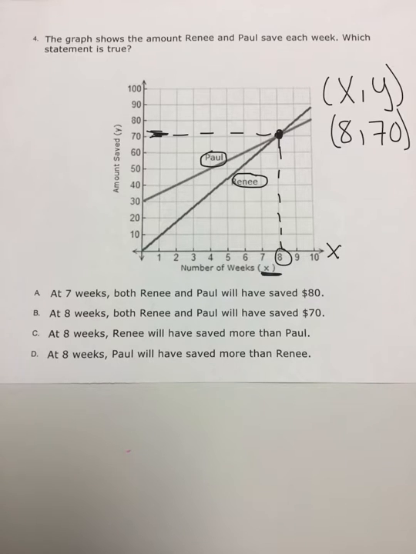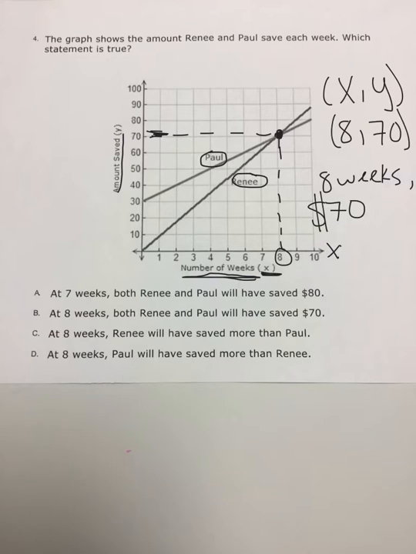So my coordinate is 8 comma 70. Now, what do those numbers represent? 8 what? 70 what? Well, we got 8 from the x-axis. So what was the x-axis talking about? If I look at my label or title, it says number of weeks. So I know it's telling me 8 weeks. And over here, if I look at my y-axis, it was talking about amount saved. Whenever we're talking about money, we're talking about dollars. So it is going to be $70.